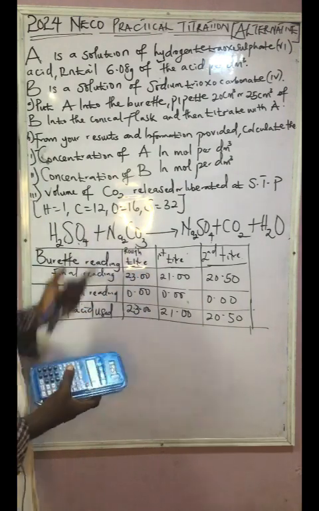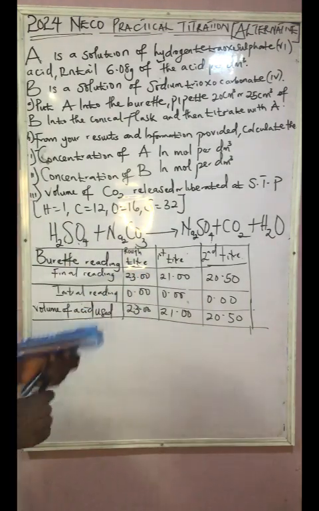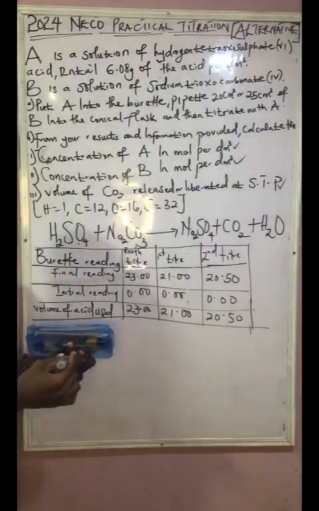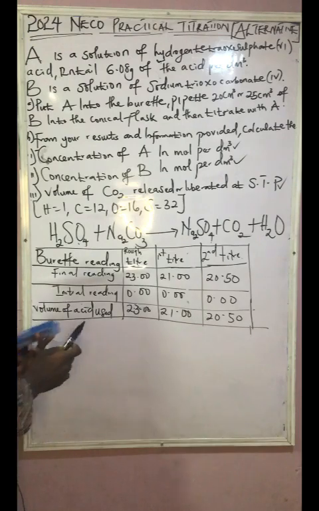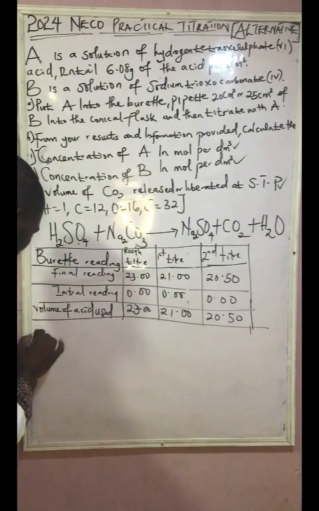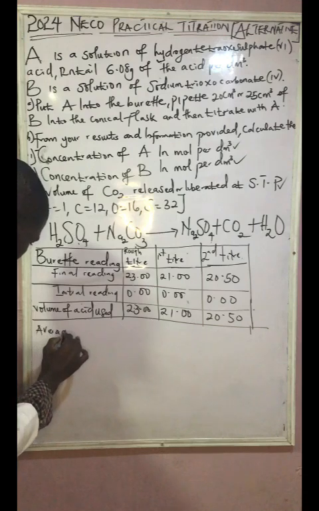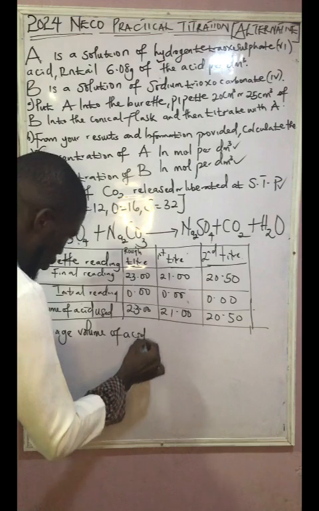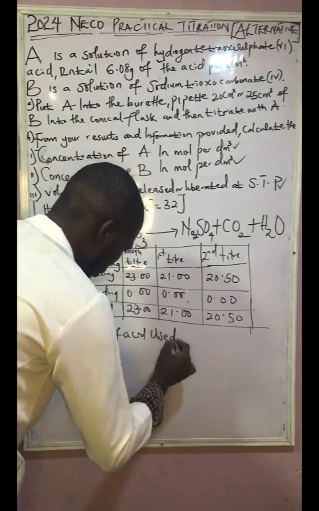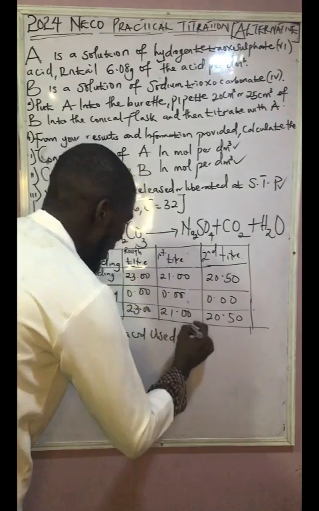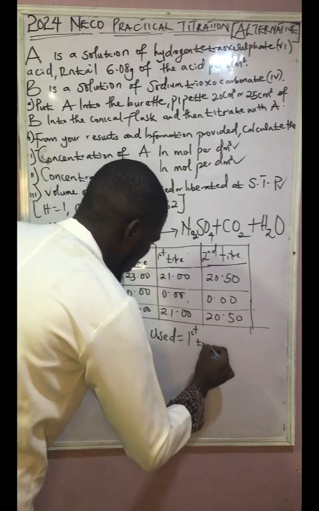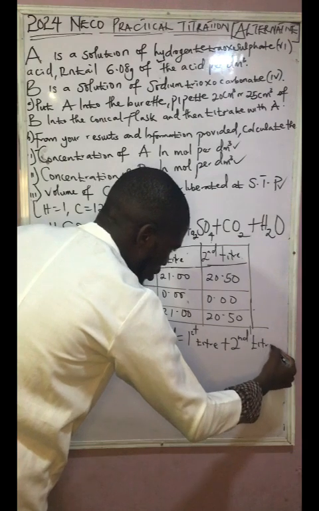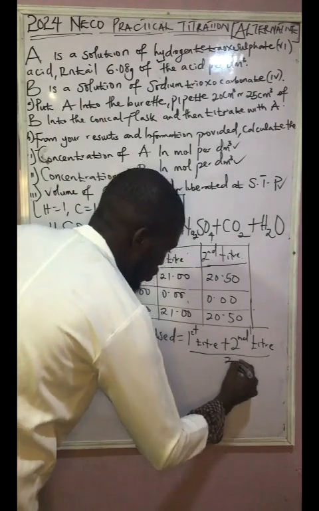So now guys, if we have this and we are to tackle these three questions here, the first thing we are going to do is the average volume of acid used, equal to the first titer plus the second titer. I'm only using the titer values, so divided by 2.